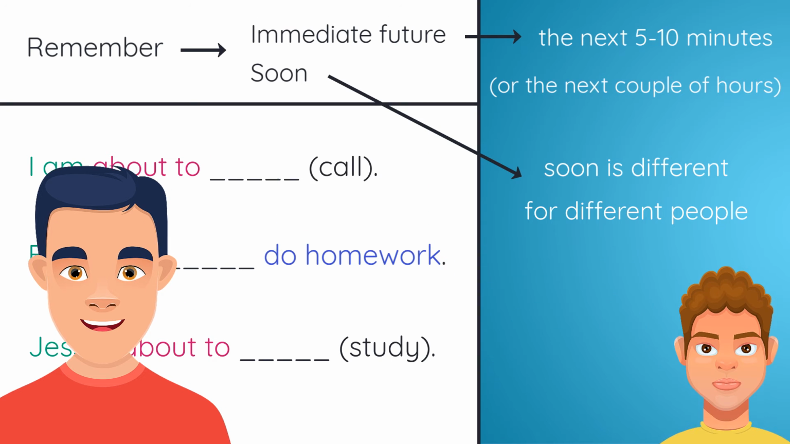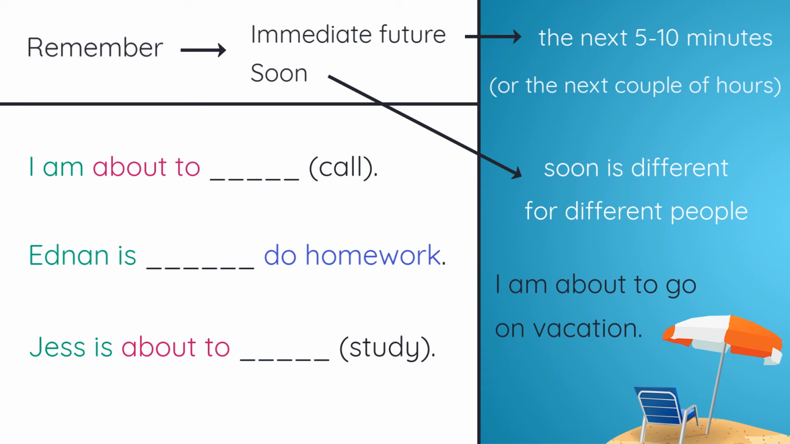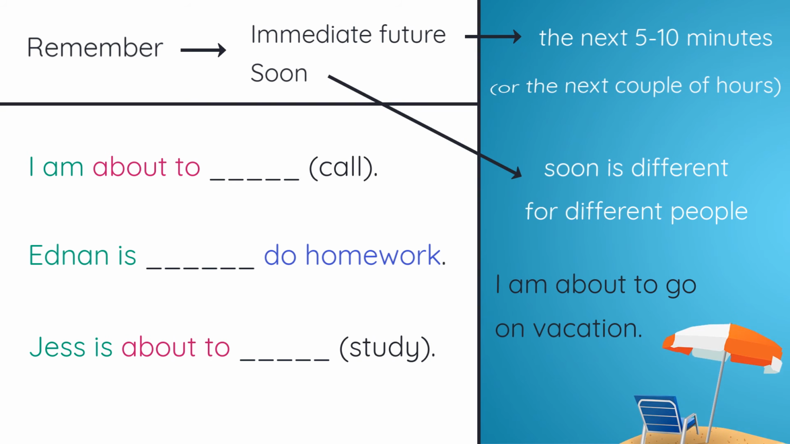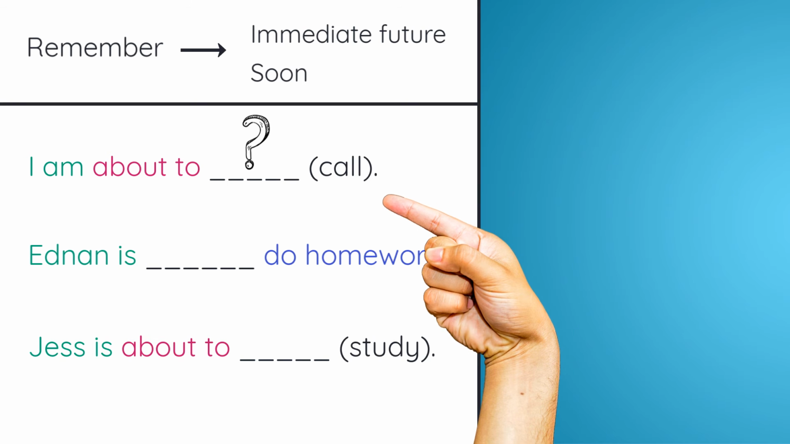Okay, so I can say, I am about to go on vacation. And that means soon I will go on vacation. Okay, so now let's do some examples together. I am about to. How can we change this verb into the proper form? I am about to.